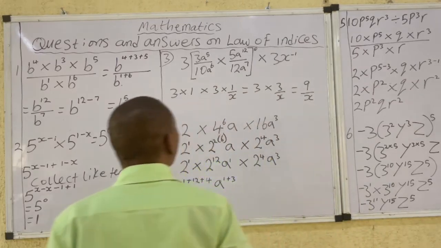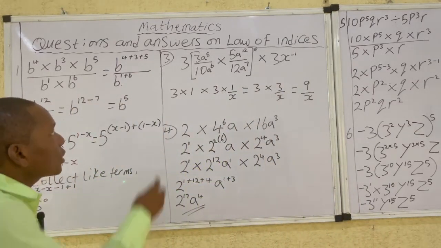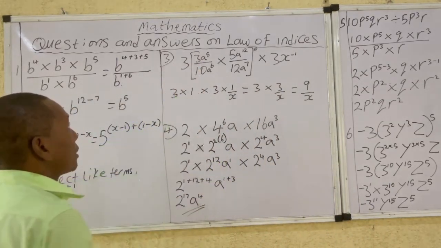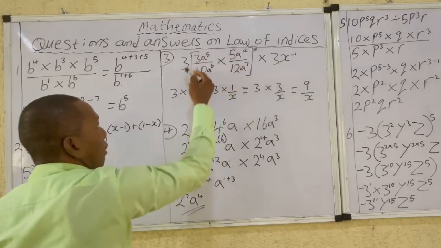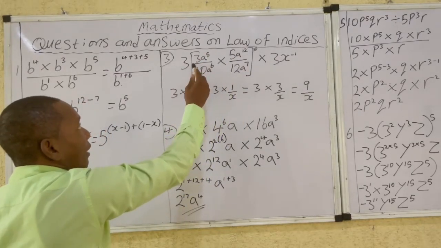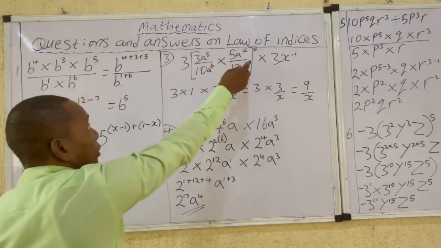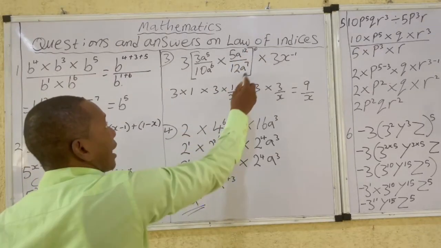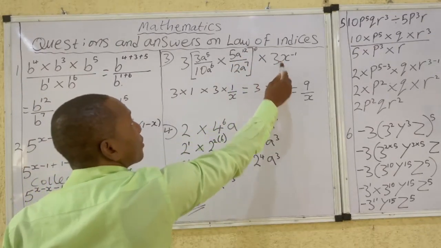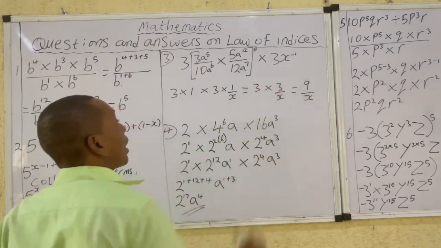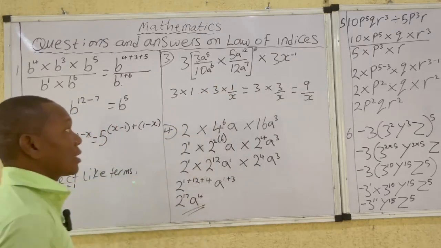So let's take question number 3. Question number 3, we have 3 brackets. This whole stuff: 3a raised to the power 5 all over 10a raised to the power 6, and all that. Close your bracket, raised to the power 0, times 3x raised to the power minus 1. Now, this question is very easy. How do I solve it?